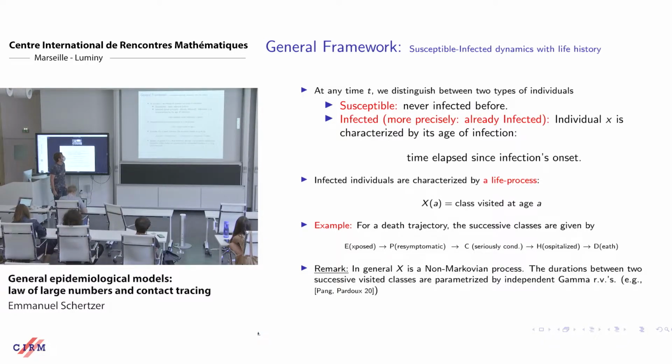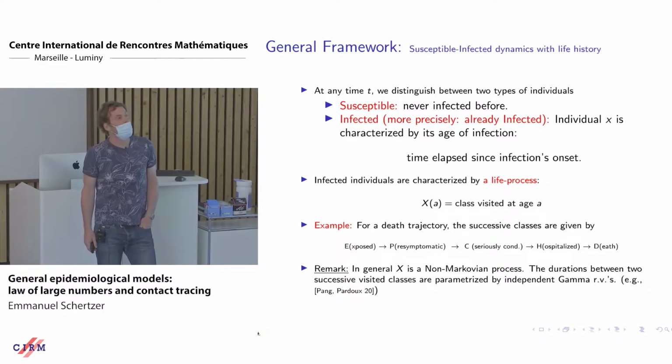And what I would like to do now is, every time I have an infected individual, to characterize this individual by an age of infection. Okay? And the age of infection is the time which has elapsed since the infection's onset. So if your age is 2, this means that you have been infected 2 days ago. Okay?